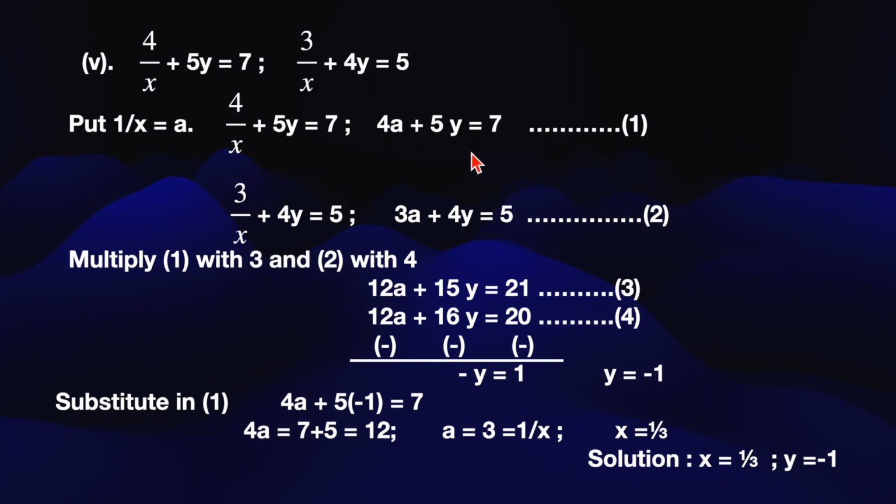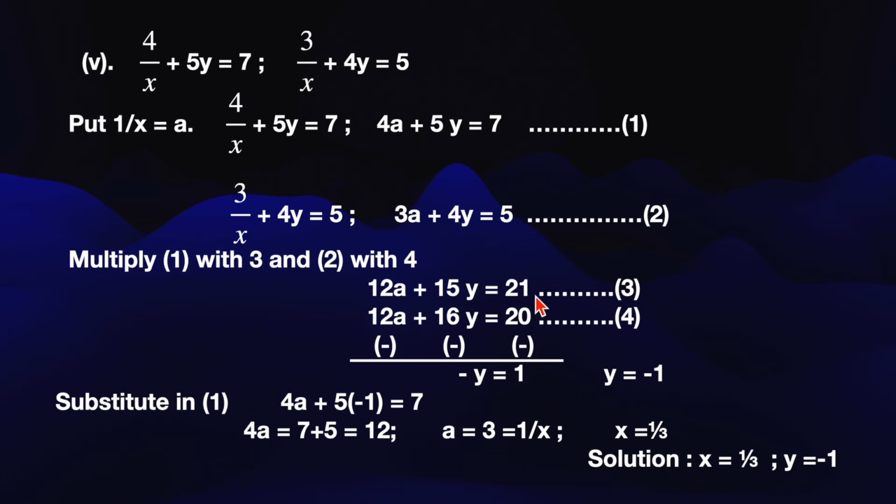Okay, now what we can see here is which variable you want to eliminate. So I decided to eliminate a. So what I am going to do is find the LCM of the two coefficients. What is the LCM? 12. Okay, now keep that in mind. And what will you multiply with 4 to get 12? 3. So this full equation you should multiply by 3. So you get 12a plus 3 5s are 15y, 7 3s are 21.